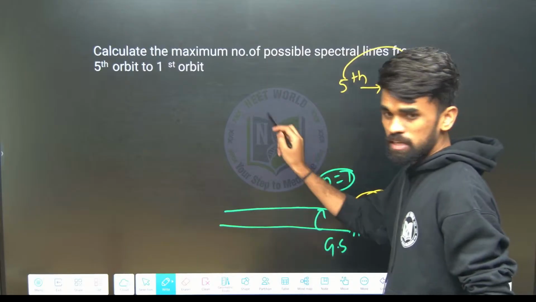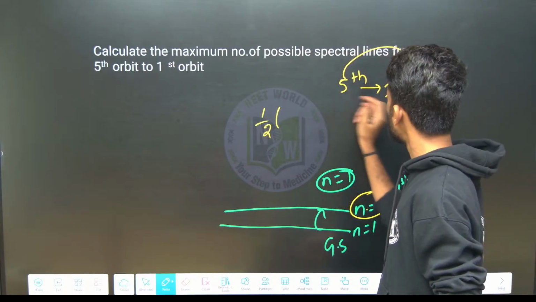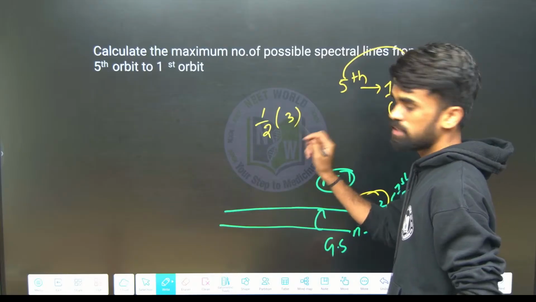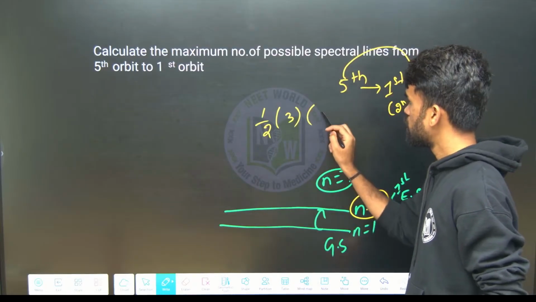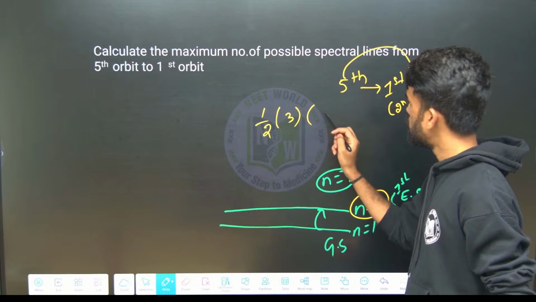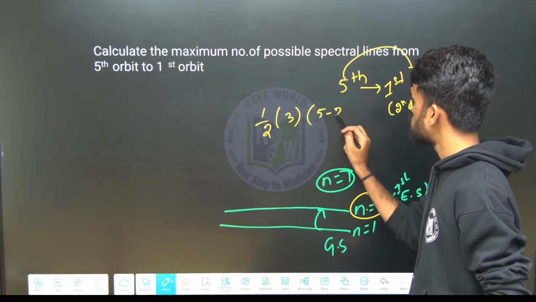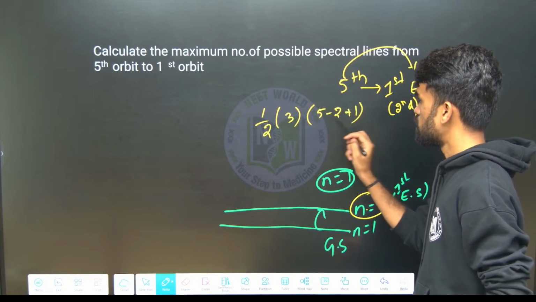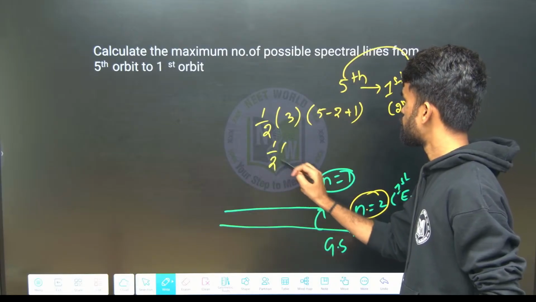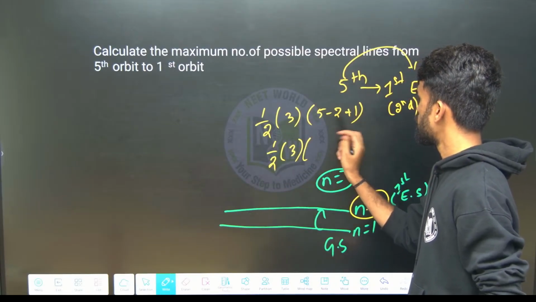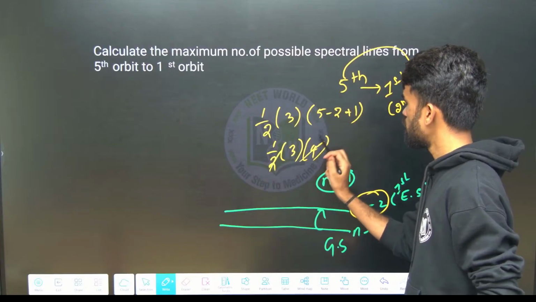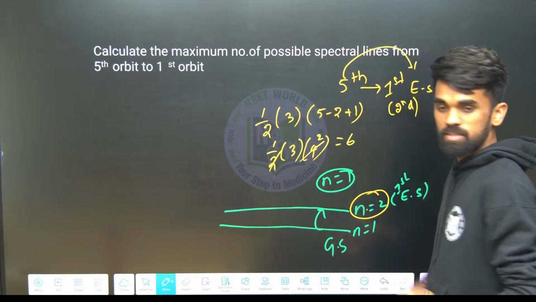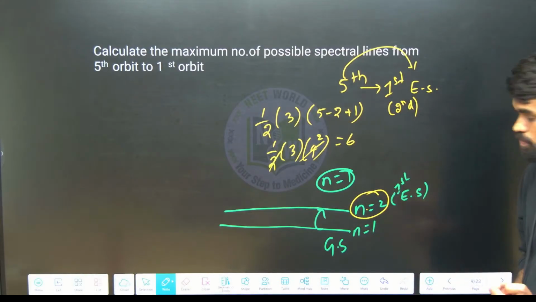So you can use that half into n2 minus n1, that is 3 here, 5 minus 2, into n2 minus n1 plus 1, sir. So how much? 5 minus 2 plus 1, so it is 4, sir. 3 into 4, 12, by 2, so it will be 6, sir. 6 lines. Okay, like this you should do. Okay, next.